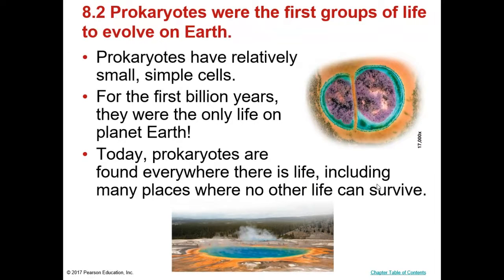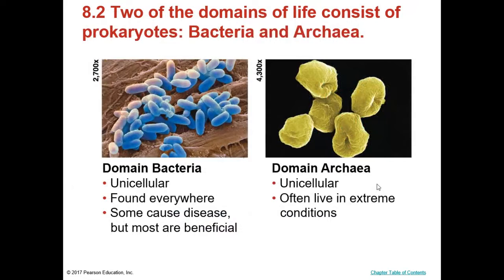Okay, so all prokaryotes are unicellular organisms. For the first billion years after life actually came about, the first type of life was prokaryotes. For a billion years, prokaryotic life dominated Earth. We've gone through this description before, and we've already grouped prokaryotic life into two domains. One is the bacteria, the other one is the archaea.